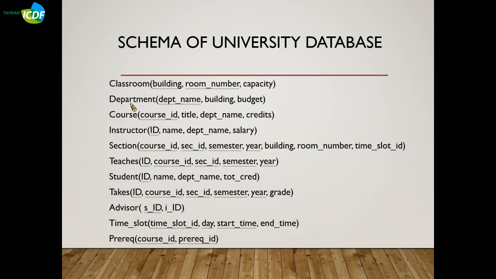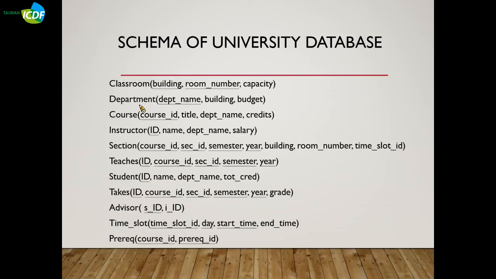As to the department table, the primary key is department name, and the non-key attributes are building and budget. So we have to check whether building or budget is the primary key of other tables. And we can find that both of them are not primary keys of other tables, so we can conclude that department has no foreign key.